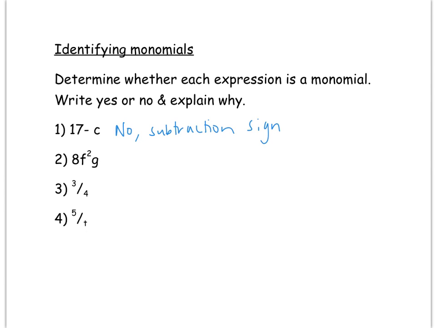Okay, number 2, 8f squared g. This would be a monomial, and it satisfies all the requirements. It does not have a negative exponent, it does not have an addition symbol or a subtraction symbol, and it's not being divided by a variable. So we can say yes, and then we can just say satisfies all requirements.